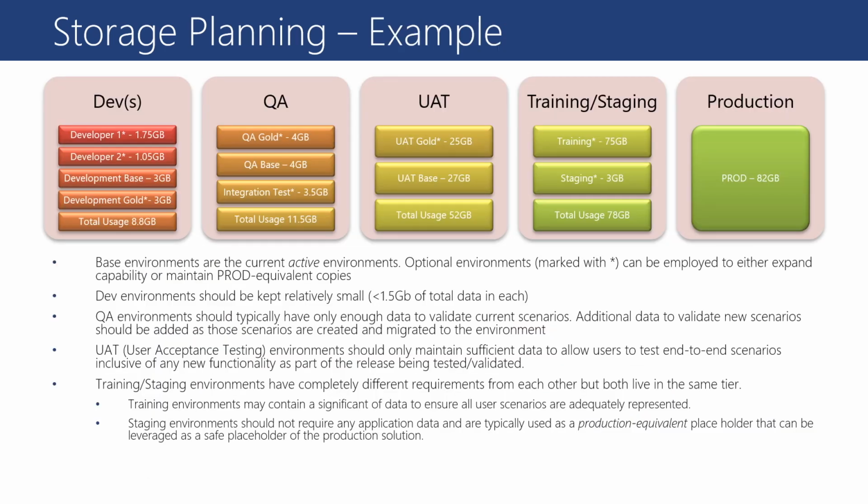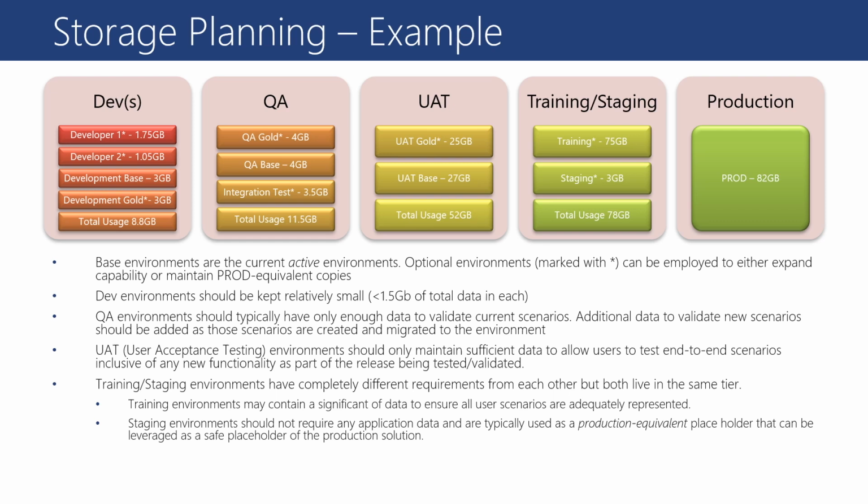Let's take a look at an example. You see the application lifecycle we've been discussing: dev, QA, UAT, training and staging, and production. Just for the sake of definition, base environments are considered the current active environments. The environments marked with an asterisk are optional and can be employed to either expand capability or maintain prod equivalent copies. We recommend that dev environments should be kept relatively small.